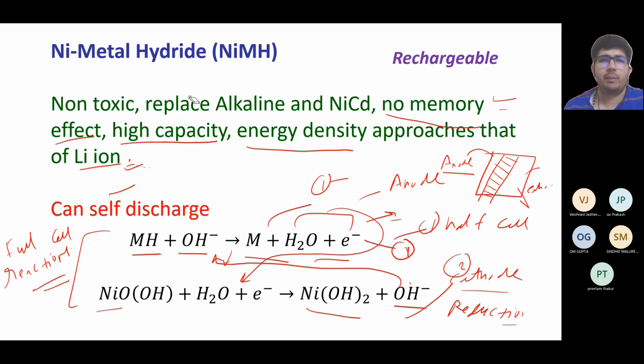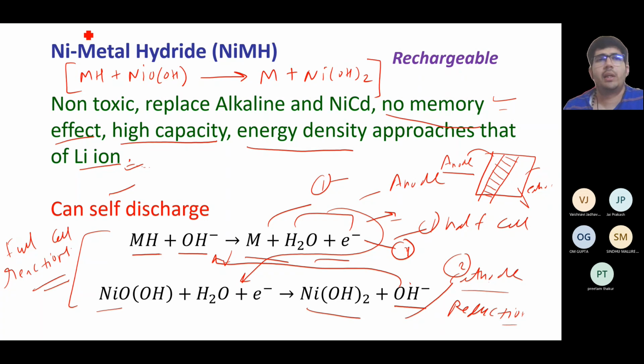Let me write the complete reaction now. Do just a little bit of addition and subtraction. So add both sides, so it will be MH plus NiOOH, which will convert to M plus Ni(OH)2. So this is the complete reaction for this nickel metal hydride. This is the complete cell reaction.